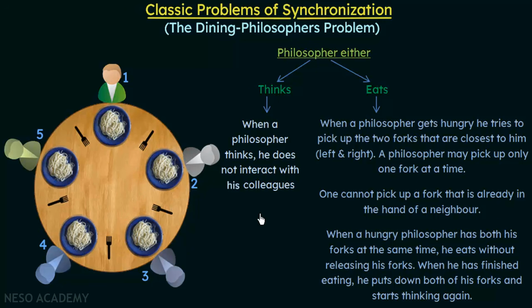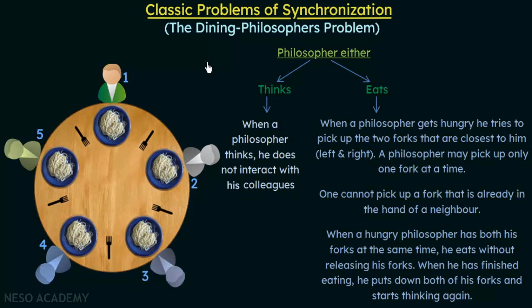So what is the actual problem here? I have already told you. The problem is that since the forks are limited, no 2 adjacent philosophers should be allowed to eat at the same time. So no 2 philosophers should try to access the same fork at the same time. So that is the problem that we have here.